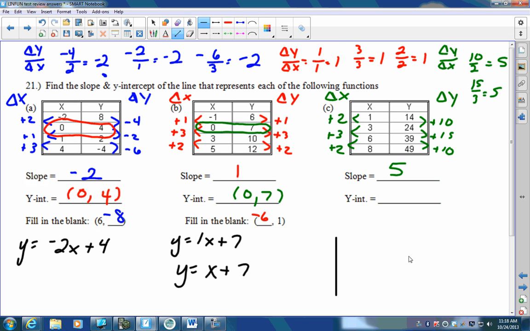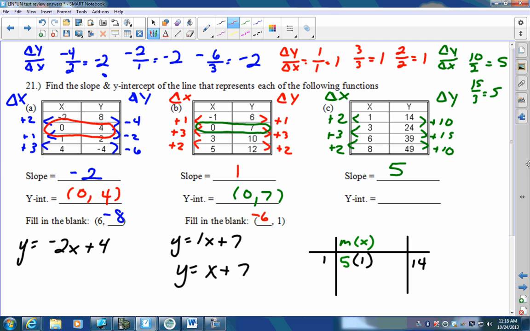So I'm going to make this a little bit bigger, give myself some room to work. I put my point. I'll use 1 and 14. It doesn't matter which one you use. And my slope is 5. So I'm going to put my slope times my x. So I take it times 1. Now, 5 times 1 is 5. What do you have to add or subtract to 5 to get to 14? Plus 9. That is your y-intercept. So it's 0, 9. My equation, I believe, is y equals 5x plus 9.